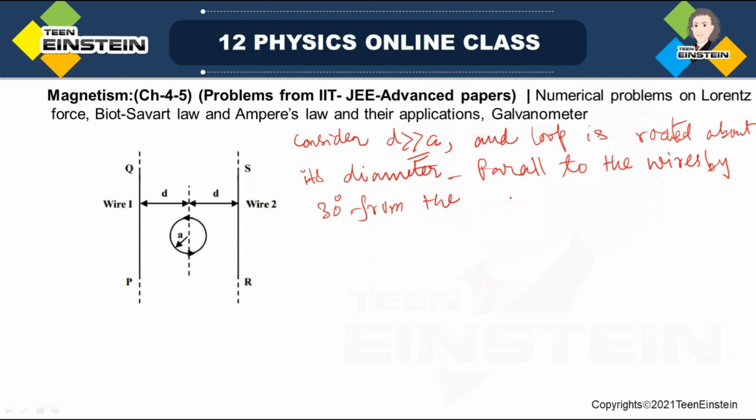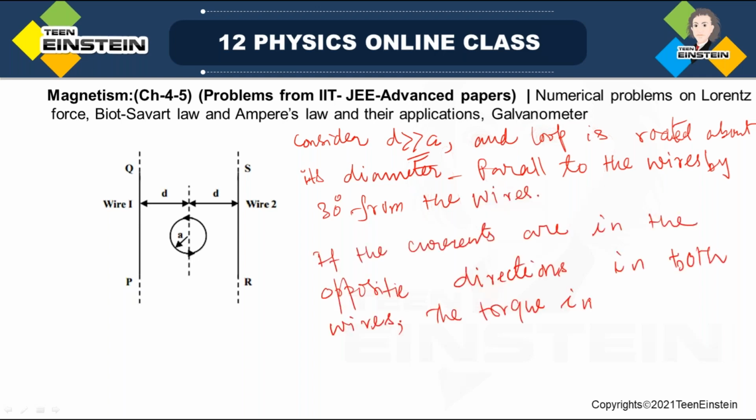Option C says it is square root of 3 into mu 0 I square by D. And what about option D? Option D is the same thing. It is root 3 into mu 0 I square A square by 2D. Okay, so these are the options, and you have to find out the answer for this.